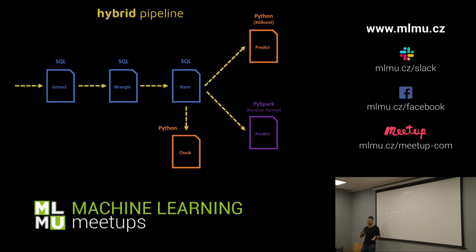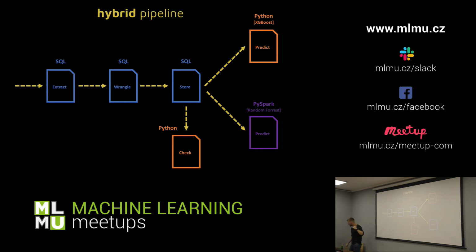In that relational database, we wrangle the data into a modeling data mart, something that data scientists or machine learning engineers would typically start from. So a very wide table with a lot of features and a target, and we store this into one table. We run some rudimentary checks on this table, really data quality checks, and then use it as an input for two predictive models.